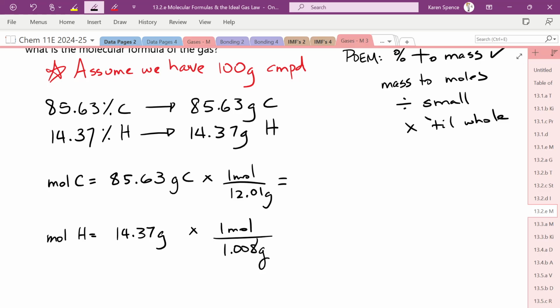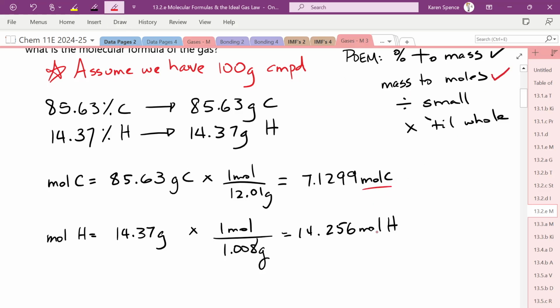And we get 85.63 divided by 12.01 is 7.1299 moles of carbon. And for this one, we have 14.37 divided by 1.008 is 14.256 moles of hydrogen. So now we have converted our mass to moles. And then we divide by the smaller one.